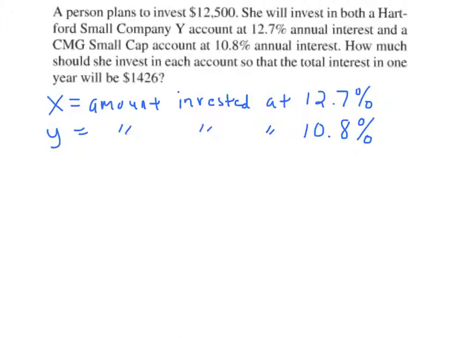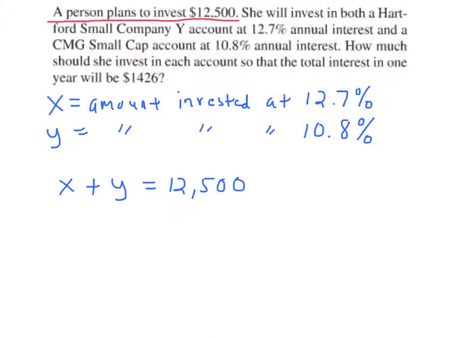The first thing we know is the total amount of money invested is $12,500. That means X plus Y has to add up to $12,500. Now the second equation, we're going to take each amount of money and multiply by the interest rate, and that'll tell us how much interest is made after 1 year.